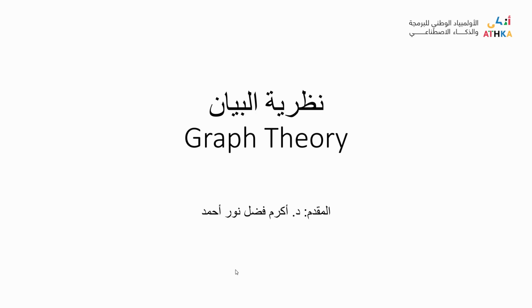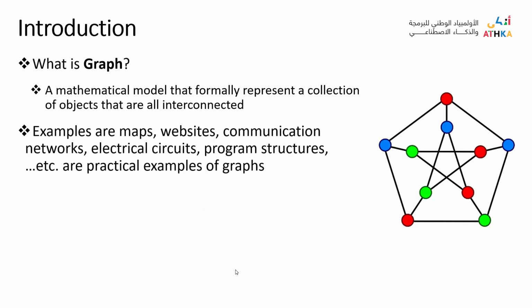Okay, so let's start. First of all, let us define what a graph is. Formally speaking, a graph is a mathematical model that represents a collection of objects that are interconnected. Some of them might be connected with each other, some might not be. The type of connection between them is shown.